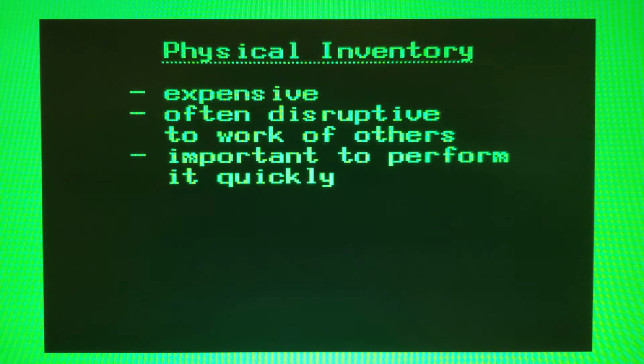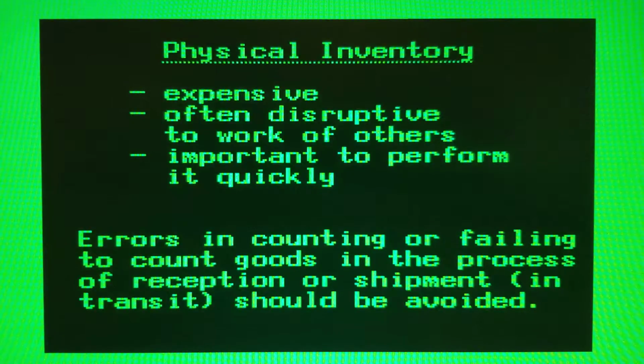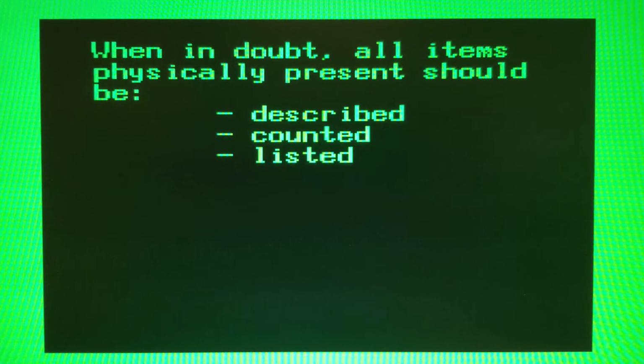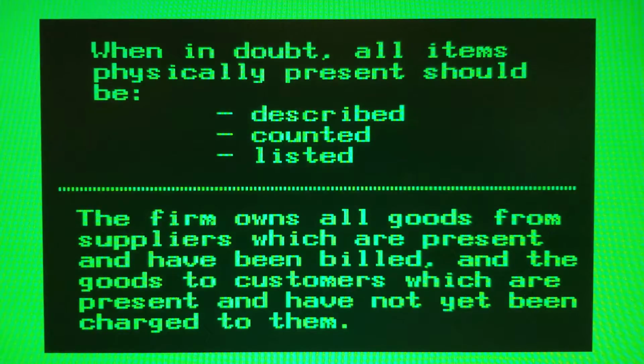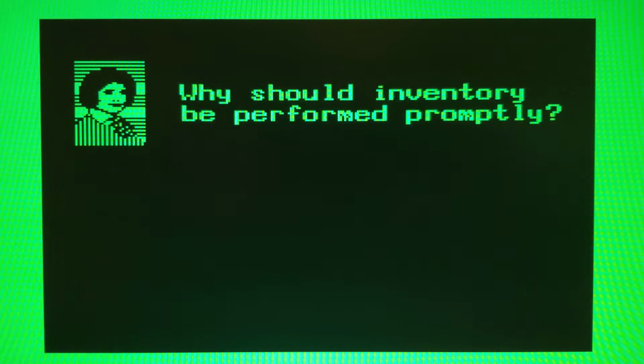A physical inventory is expensive and often disruptive to the work of others, so it is important to perform it quickly. Another reason for quickness is that errors in counting or failing to count goods in the process of reception or shipment in transit should be avoided. When in doubt, all items physically present should be described, counted, and listed with time, location, and situation and labeling included, with comments as to possible effective ownership. The firm owns all goods from suppliers which are present and have been billed, and goods to customers which are present and have not yet been charged to them. Why should inventory be performed promptly?